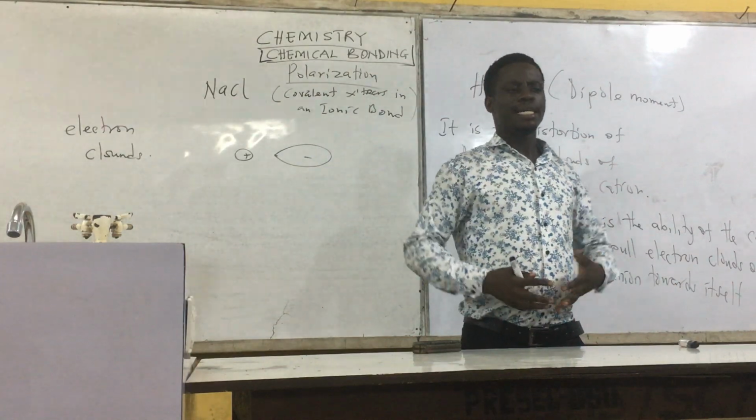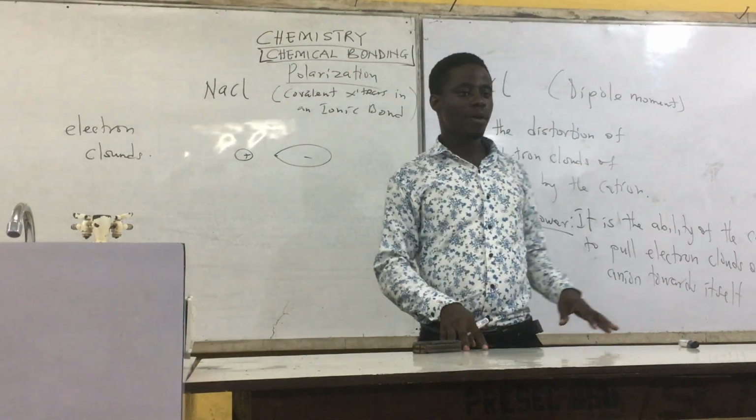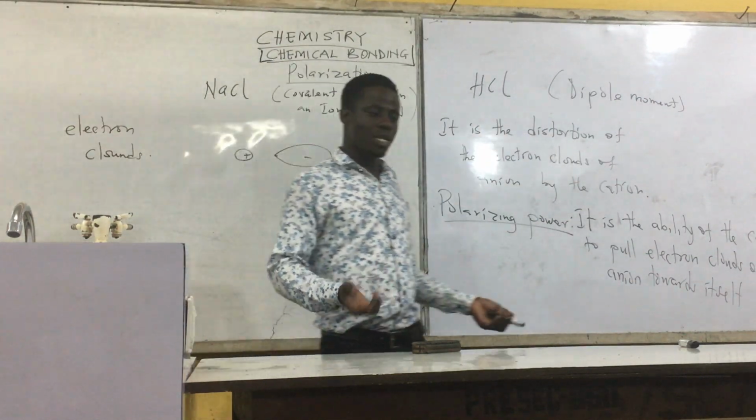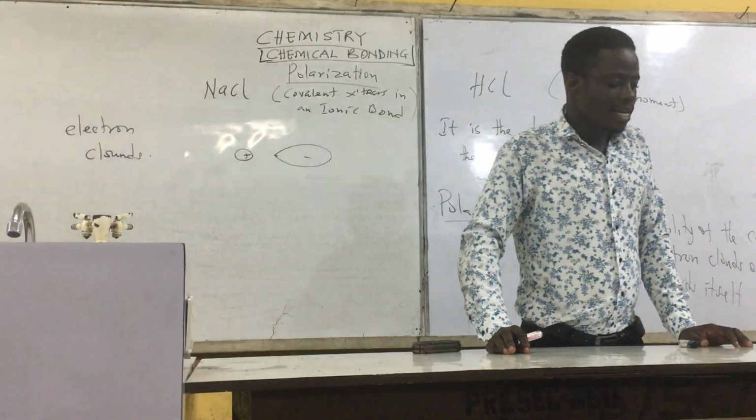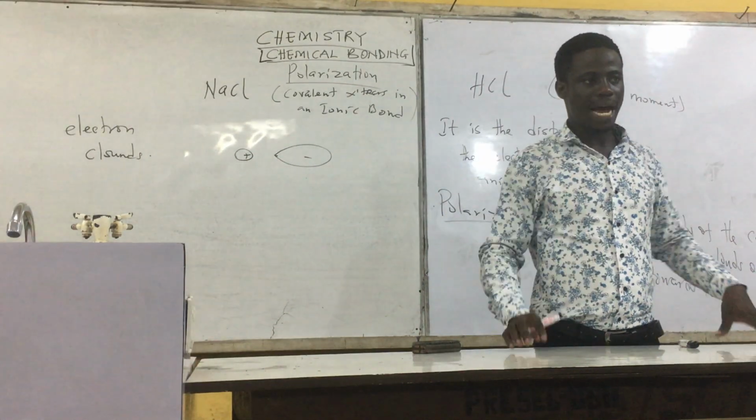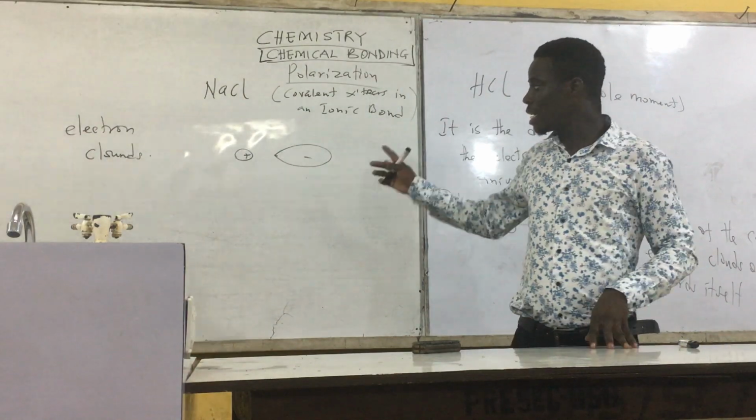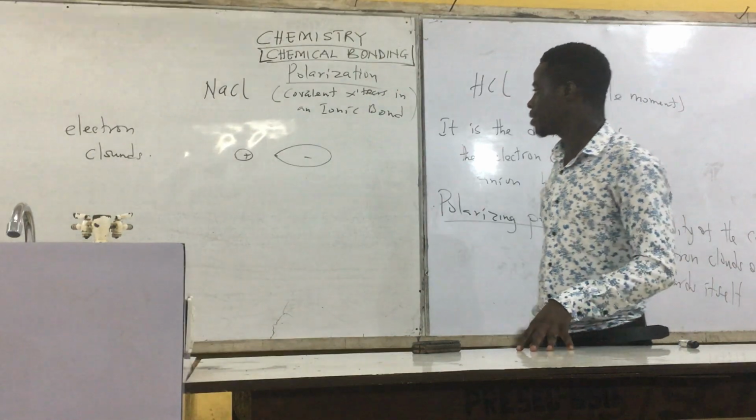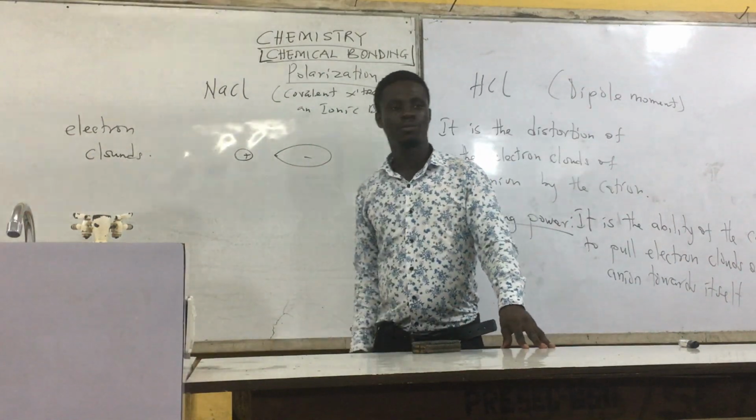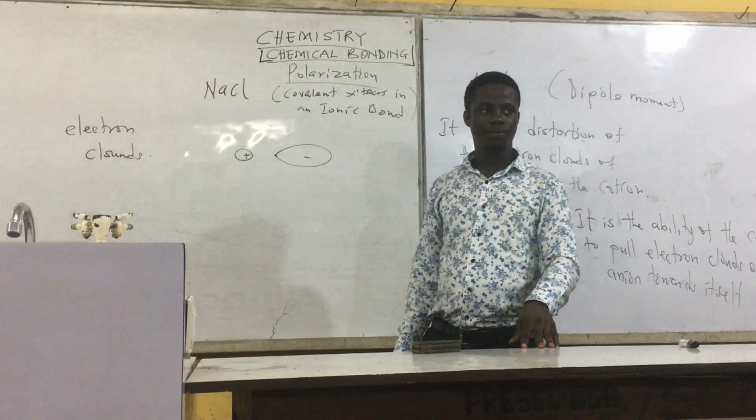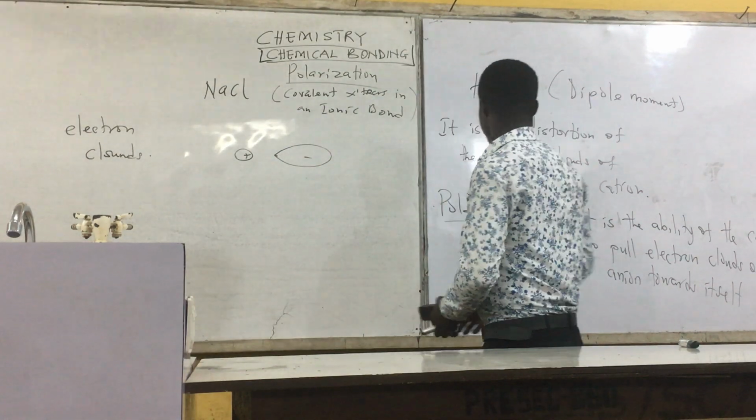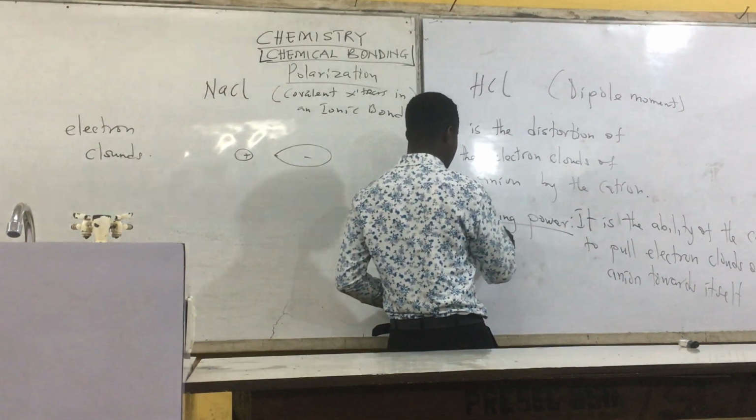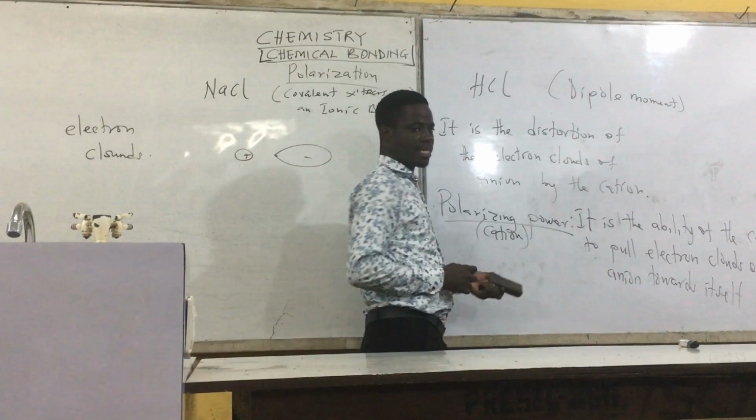So, since the cation has been able to pull this towards itself, then something will happen automatically. Since you are forcing me to do the thing and I'm not interested, it means I have to accept whether I like it or not. So this anion will also say, if that's the case, let there be a reaction. So the anion will also move towards the cation. This polarizing power is normally done by the cation. The cation is the one in charge.